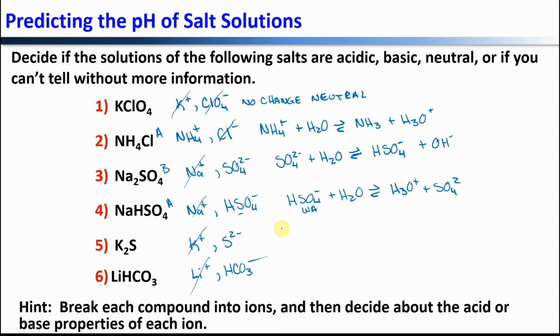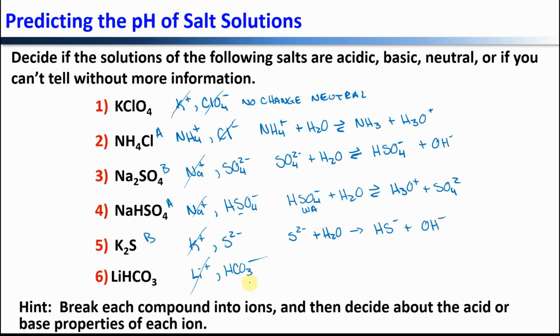Okay. S2 minus, the only thing it can do is accept a proton. So S2 minus is going to go to HS minus. So what have I done? I've taken away a hydrogen from water. I'm making a base. So this is making it more basic.